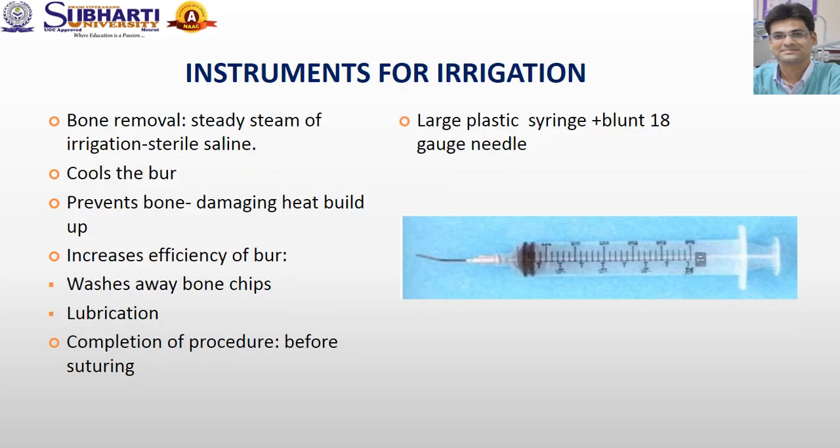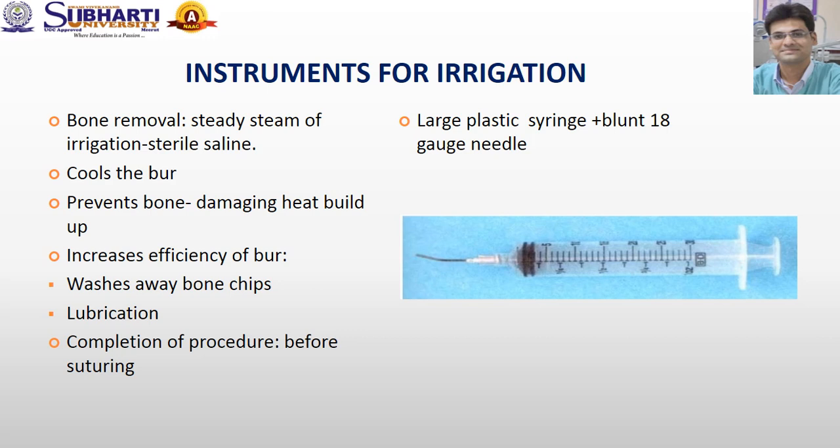Irrigation can be achieved with a disposable plastic syringe, which is available in different volumes: 5, 10, 20 cc, depending upon the need. These syringes should have a needle which should be blunt. Usually an 18 gauge needle is used for irrigation and should be bent to increase the efficiency of irrigation at the surgical site. Usually the irrigation is done when we are doing a bone removal or guttering, so a steady stream of irrigation is done with a sterile solution, usually normal saline.